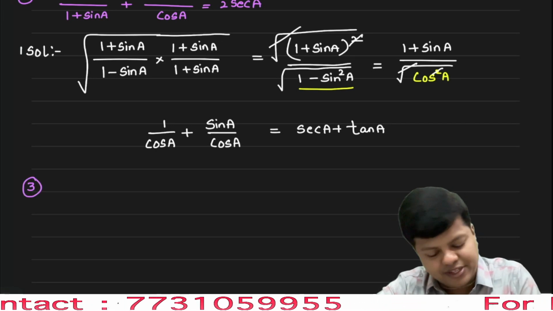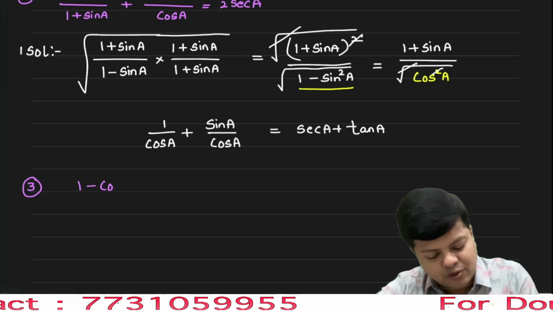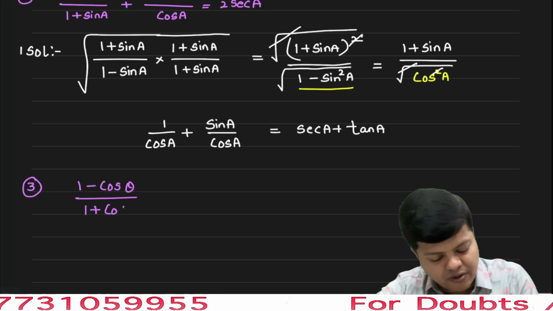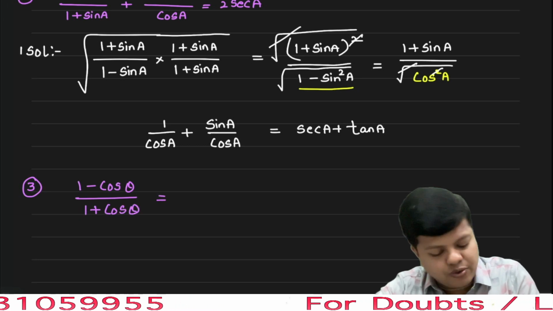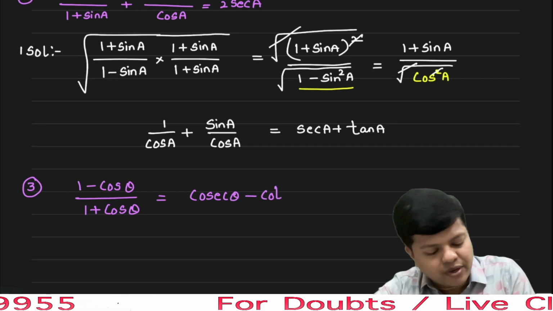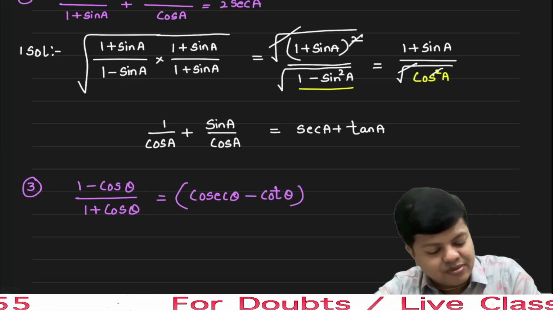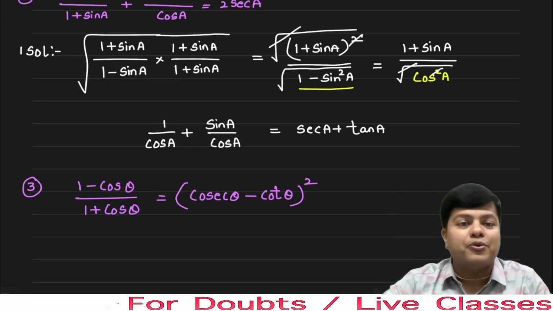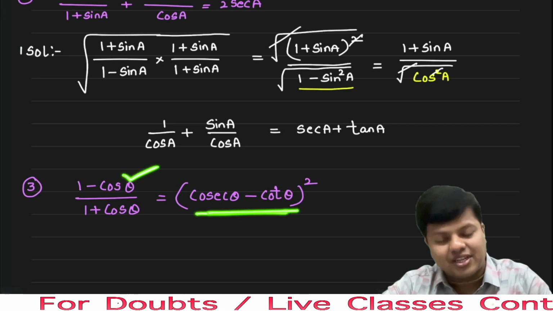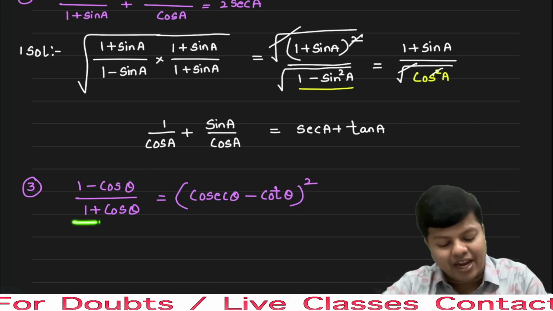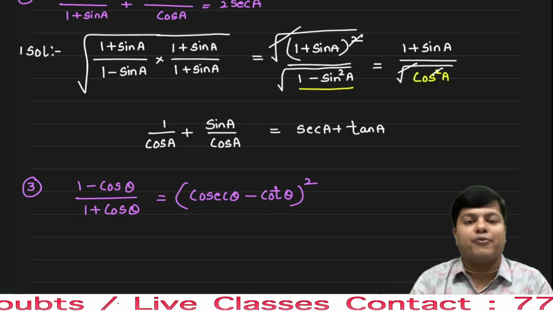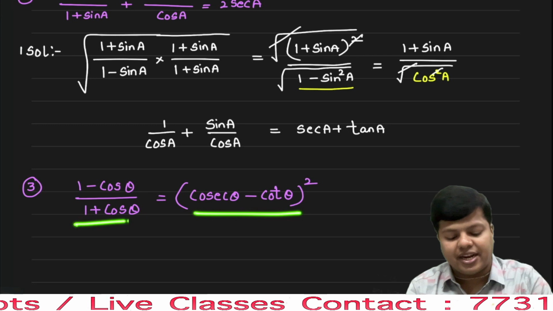If he asks RHS first, suppose square root of 1 minus cos theta by 1 plus cos theta is equal to cosecant theta minus cot theta whole square. We already did this sum in type 2, converting into sine and cos. We started with this and we got this answer. But suppose he asked RHS first and LHS in the second part. Can we do the same as before? Yes, we can start with RHS and we can get this.